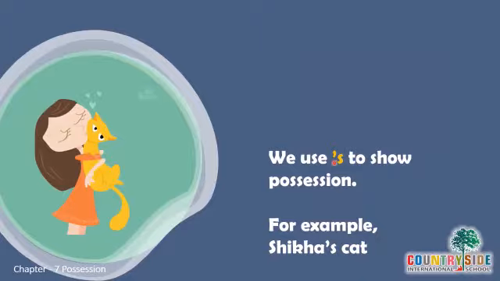We use apostrophe S to show possession. Now we want to show whose thing this is. Whenever we write an apostrophe sign, this is called an apostrophe, and an S. For example, Shikha's cat. Can you see this cat? It is Shikha's cat, right? So to show that it is Shikha's cat, we write Shikha apostrophe S and cat behind it. So this shows that this cat belongs to Shikha.